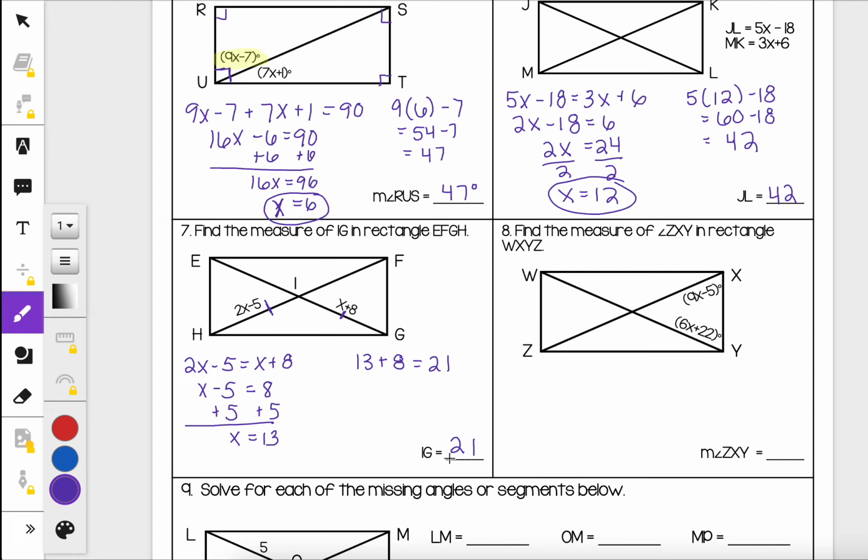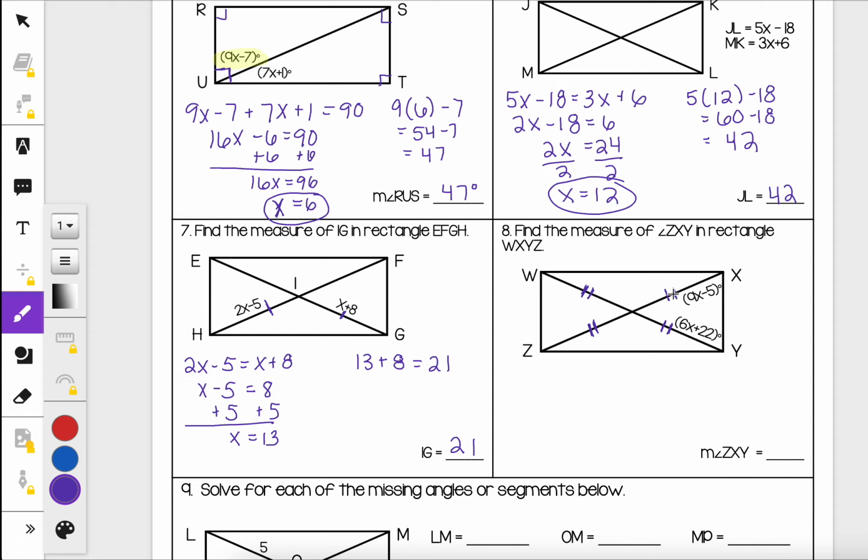Now, number 8 is asking me to find the measure of angle ZXY in this rectangle. Now here, even though I'm looking at angles, I'm actually using those properties of diagonals again. So again, because we know a rectangle is a parallelogram, the diagonals are going to bisect each other. But because the diagonals are congruent, each of these pieces is going to be congruent.